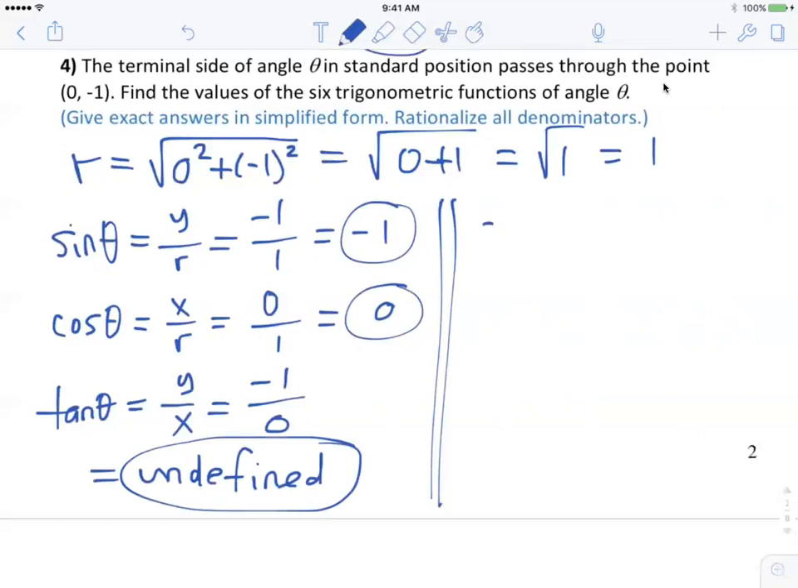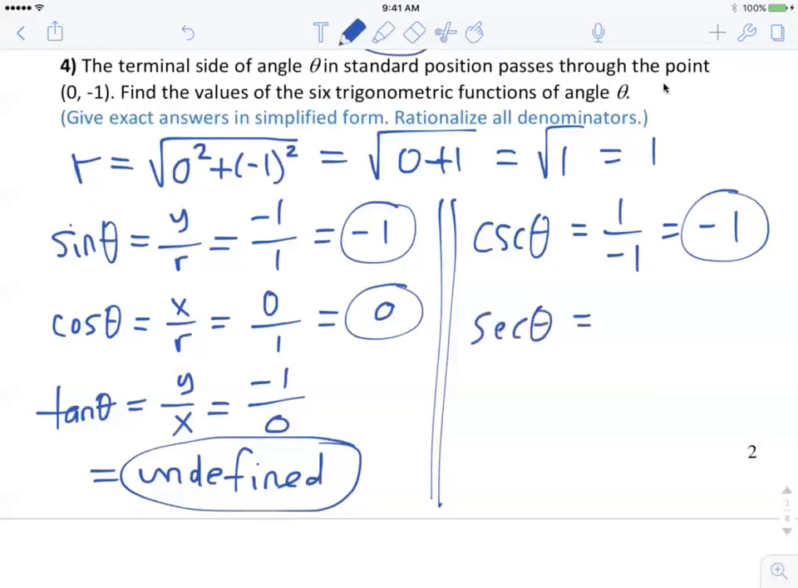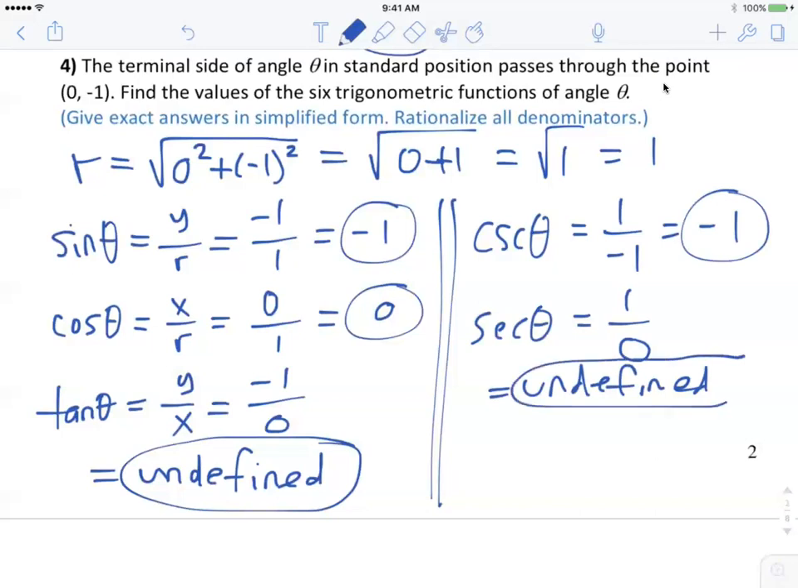Finally, the last three, cosecant theta is the reciprocal, so 1 over -1, still just -1. Secant theta, the reciprocal of cosine, 1 over 0, right? So we get another undefined. And then finally, cotangent theta. Flip over the tangent, that's 0 over -1. That's fine, 0 up top, just going to reduce to 0.